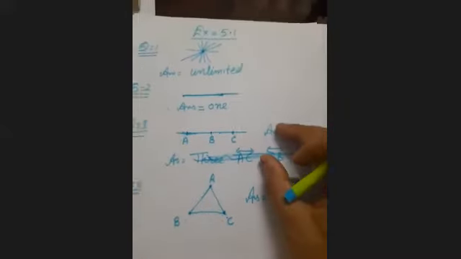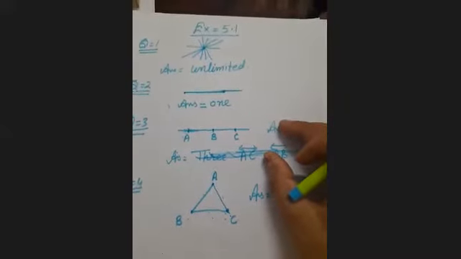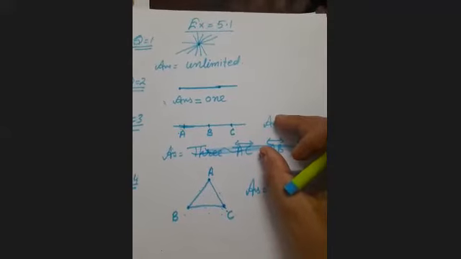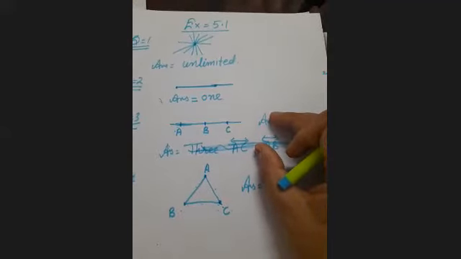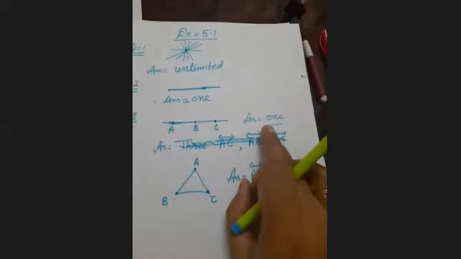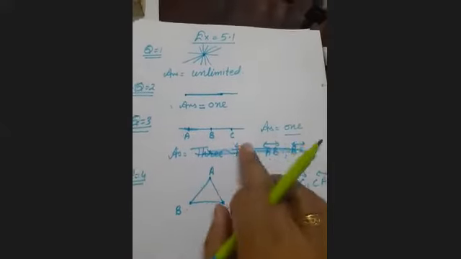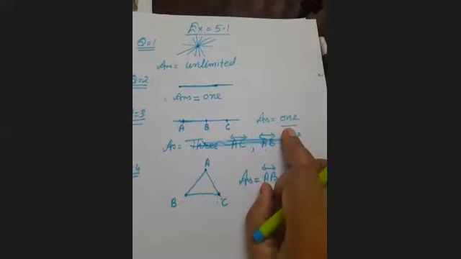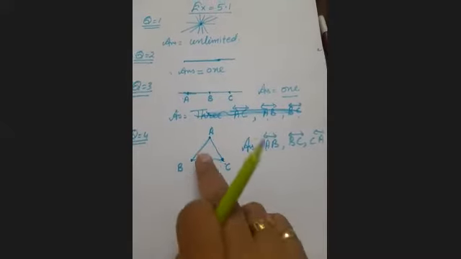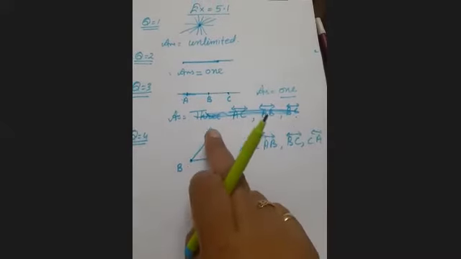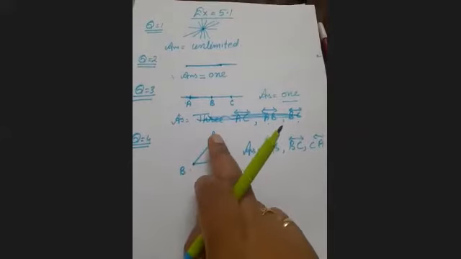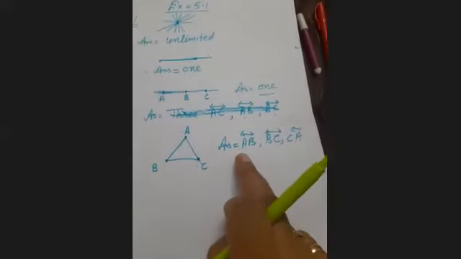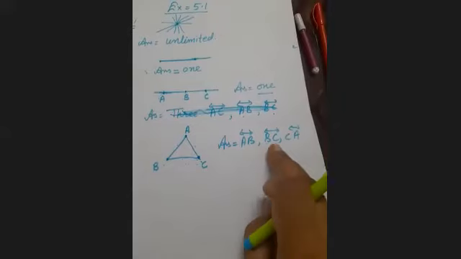Now students, see once again. Third question: how many lines can be drawn through 3 collinear points? You can draw only 1 line. In the third question, your answer is 1. And in the fourth question, we draw 3 lines by using 3 non-collinear points. And these line segments are AB, BC, and CA.